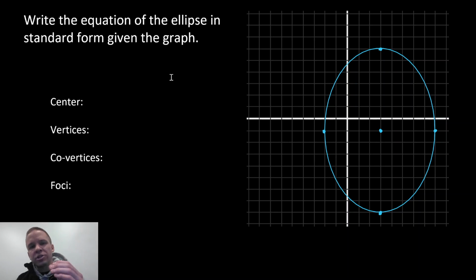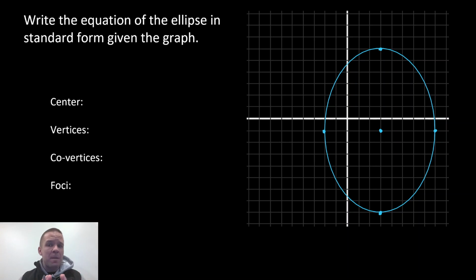We're going to write the equation of the ellipse in standard form given this graph, that beautiful blue graph. All right, let's go. We've got to get some pieces in order to fill in this equation. So let's first start with our standard form with all of our variables.